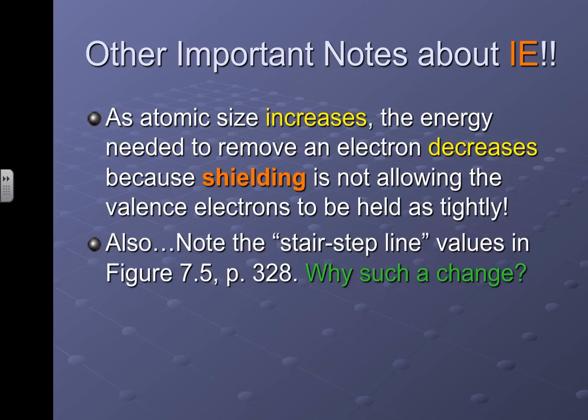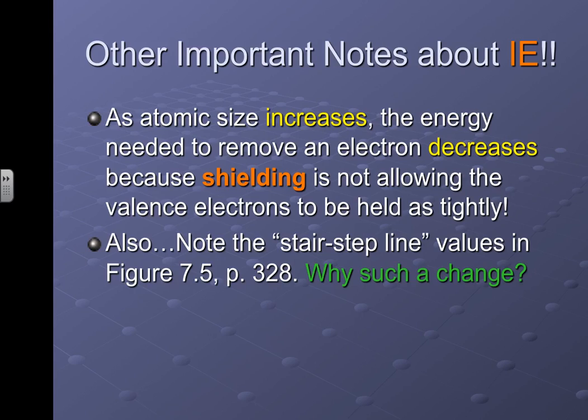Also, note the stair-step line values, which is on page 328 in your textbook, figure 7.5. So what I mean by the stair-step line, do you see the stair-step line in the graphic in the book? If you take a look at a number on the left side of the stair-step line and then a number on the right side, what do you notice about those numbers? Compare a couple of them. Look on the left and then on the right of that stair-step line and notice the change you see in individual atoms. Do you see the change?